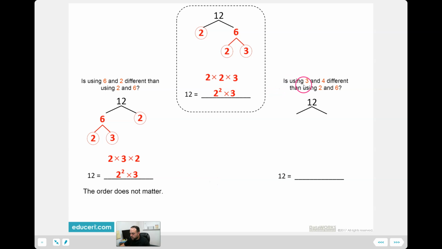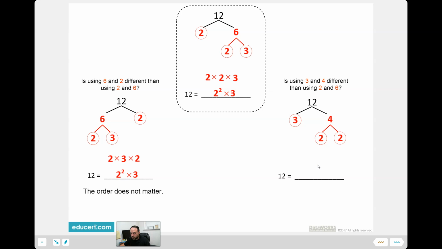Next, is using 3 and 4 different than using 2 and 6? Okay, well let's go ahead and use the numbers 3 and 4. 3 is a prime number endpoint. We circle it. 4 is not prime. It can be broken down in the factorization tree. 2 times 2 equals 4. And both of these 2's are prime numbers.